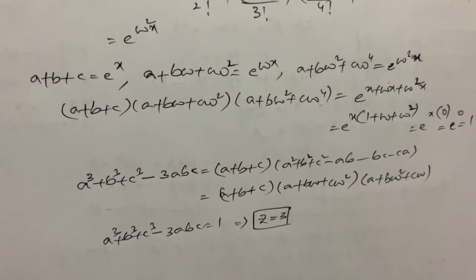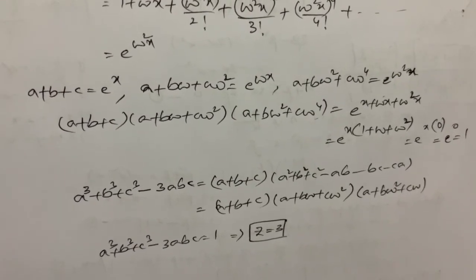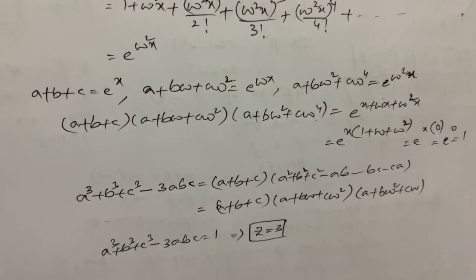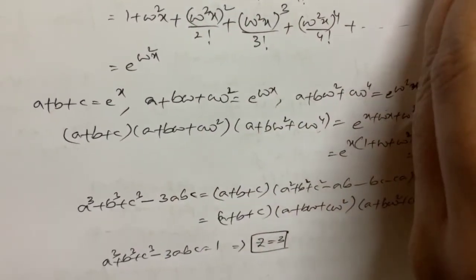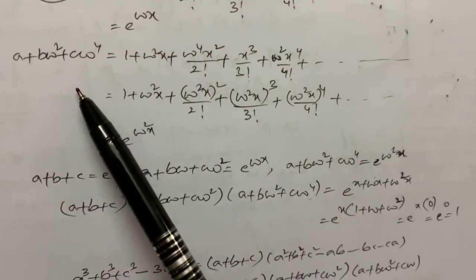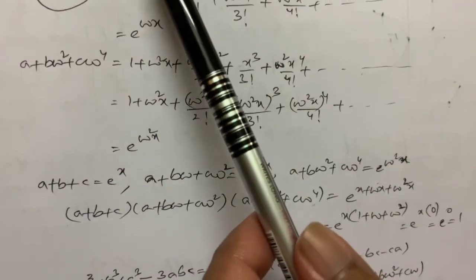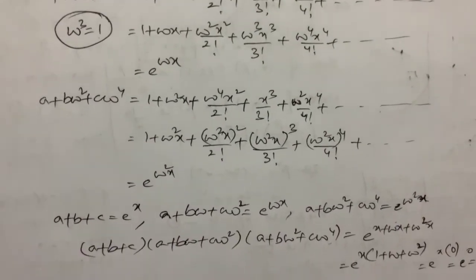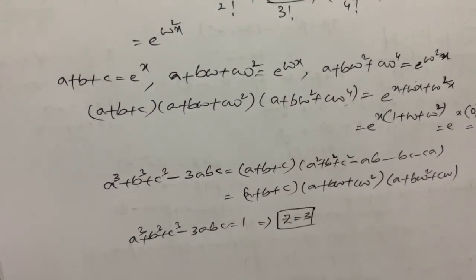So what are we doing? We are adding the equations directly, and then we are considering a cube root of unity and multiplying by omega. The first one we keep as it is. In the second step we multiply by omega for b and omega square for c, and in the third we multiply omega square for b and omega power 4 for c, so that we get e power x, e power omega x, e power omega square x. When we multiply all three together, we get the required form, a cube plus b cube plus c cube minus 3abc equal to 1.